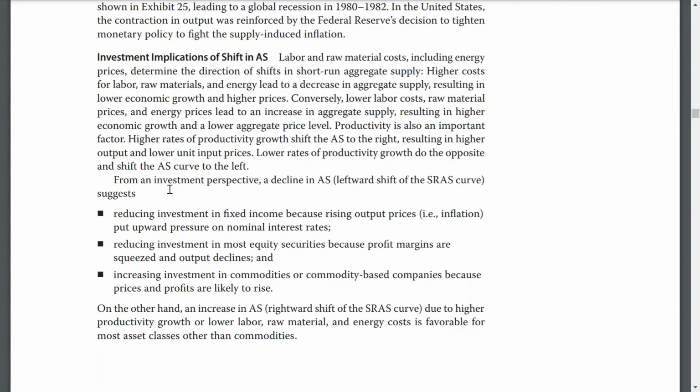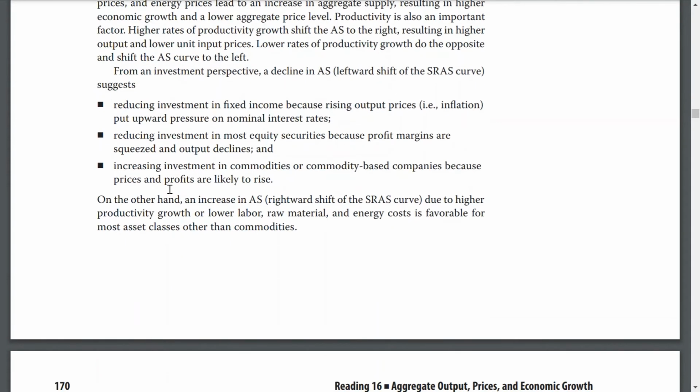From an investment perspective, a decline in AS, a leftward shift of the SRAS curve, suggests reducing investment in fixed income, because rising output prices, i.e. inflation, put upward pressure on nominal interest rates.